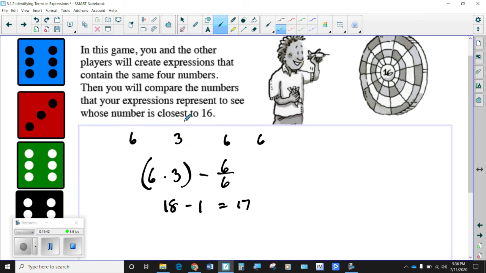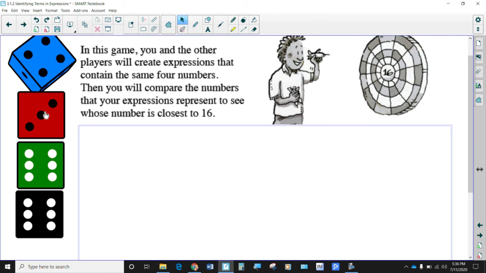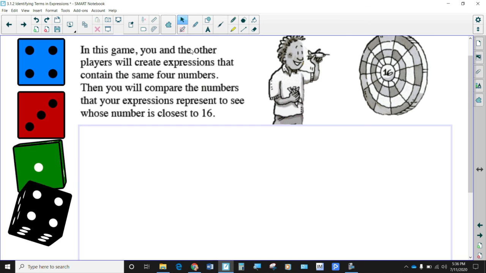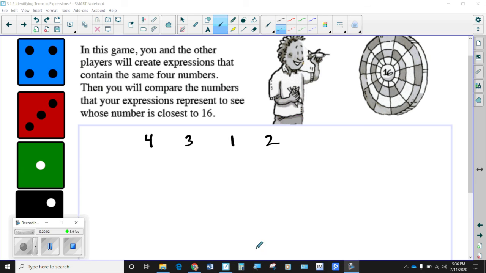Okay. Let's do one more. Let's clear the slate. Let's take this number, this number, this number, and this number, and write them down. We've got 4, 3, 1, and 2. All right. Good luck. First one to 16 wins.